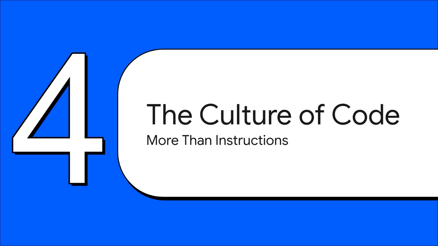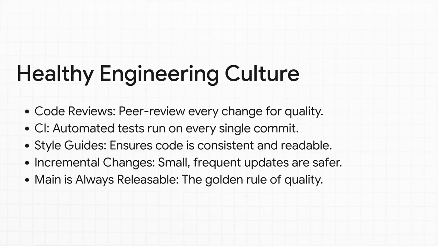And finally, building great software isn't just about technical stuff. It's about people. It really requires a shared culture and a set of professional habits that make sure quality and collaboration are always the top priorities. These are some of the hallmarks of what a healthy engineering culture looks like. Every single change is peer-reviewed by another engineer before it goes in. Automated tests are run constantly on every single update. Teams agree on style guides so all the code looks consistent and is easy to read. And maybe most importantly, they follow a golden rule that the main branch of the code should always be in a working, releasable state. These are the professional habits that keep quality high and prevent disasters.